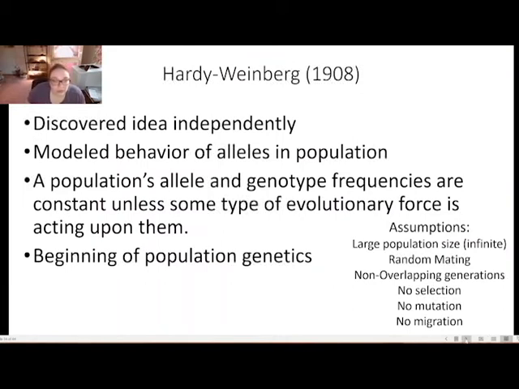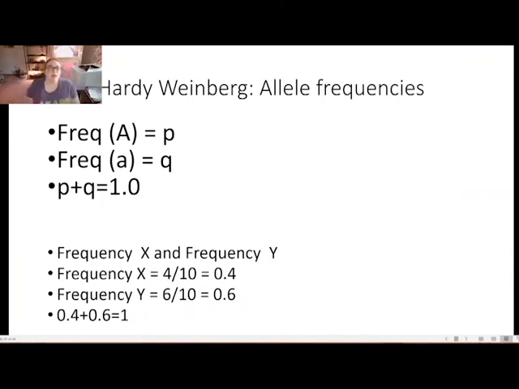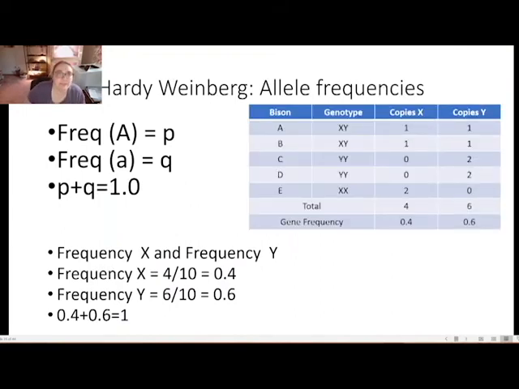So they had a formula for determining the allele frequencies. We'll look at our bison example. Now they had big A, little a. We're using X and Y. It's the same thing, we're just using different letters. So the frequency of one allele is P. The frequency of the second allele is Q. So it will be P plus Q equals 1.